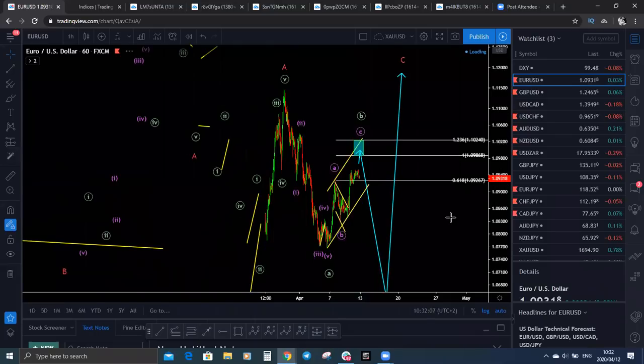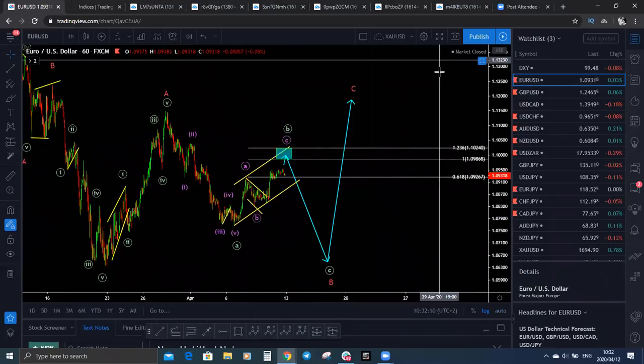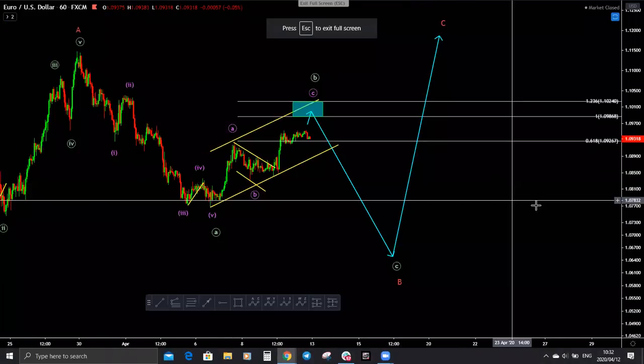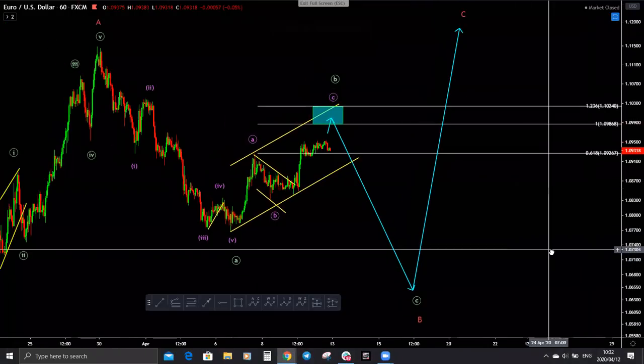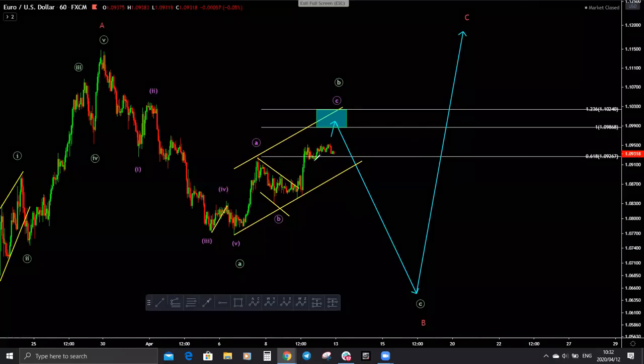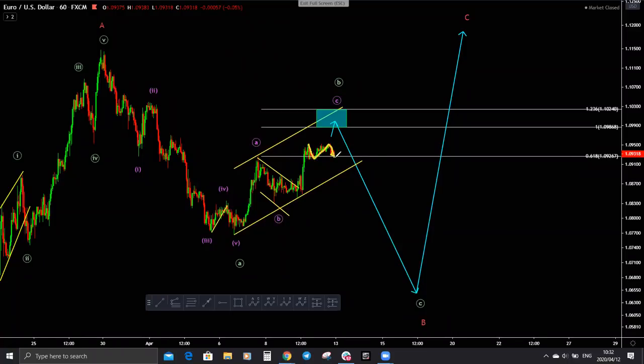As you can see, the euro is going to make continuation to the upside. Let's make full screen here. I hope my charts are clear and you can see them clearly. Right, so this is euro US dollar. We're looking for this one. It may make a slight move here to retest the low here and continue higher into the blue box, maybe even further than this. But for now, we're just looking for the blue box and the pullback, right?